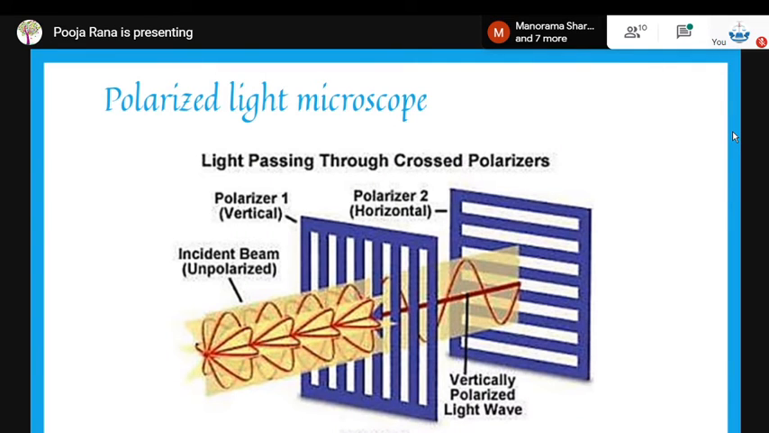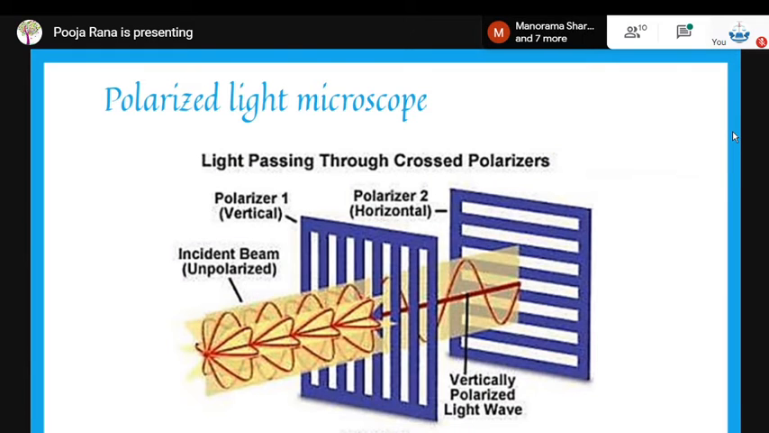Now, when the electric field vectors of light are restricted to a single plane by filtration, the light is said to be polarized with respect to the direction of propagation of the waves. So the wave would be propagating in the same direction only. You all know about the concept of x-axis and y-axis, right? You might be knowing about that, right? Yes, ma'am.